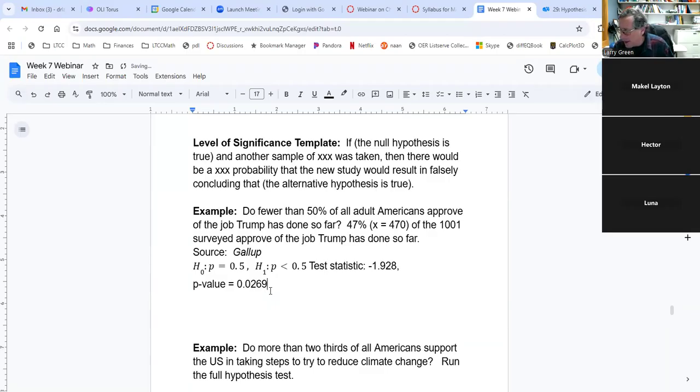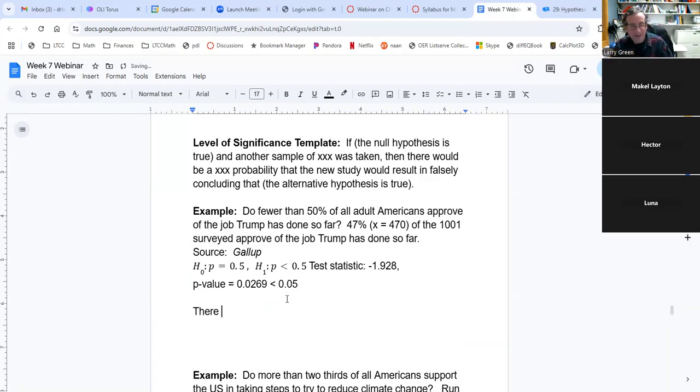By the way, this is news and politics. So what's the level of significance when you have news and politics? I've already mentioned that in the webinar. What should we use? Yeah, 5%, 0.05. So this is certainly less than 0.05.